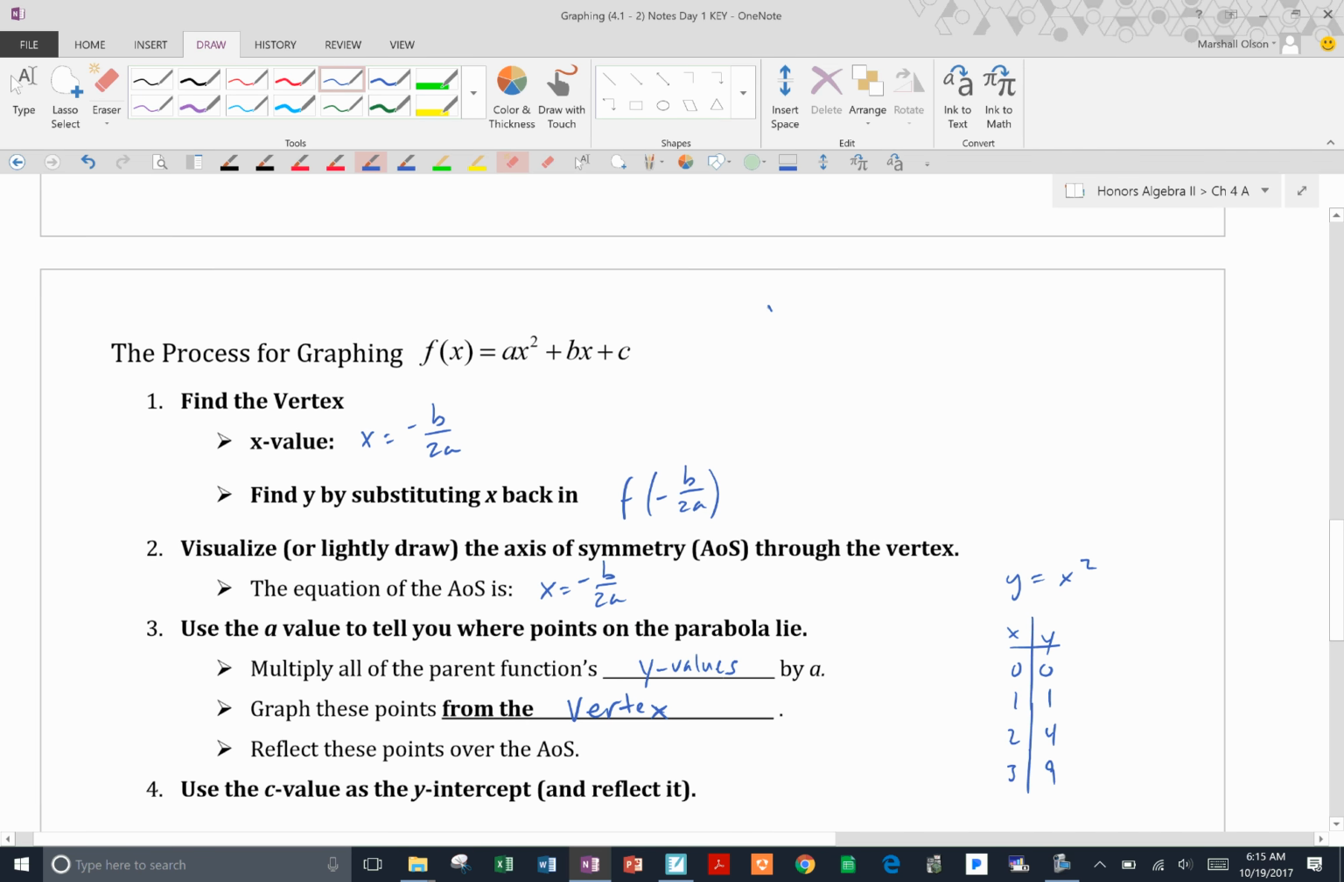We're not getting values for an XY table like you did in Algebra 1 by putting a value in for X and then getting a value for Y, doing that multiple times, and then going to a graph and going from the origin. We are using the idea of a parent function that's been shifted.